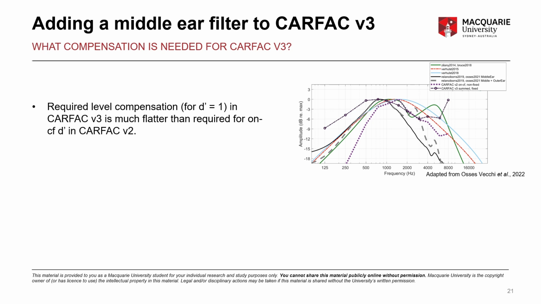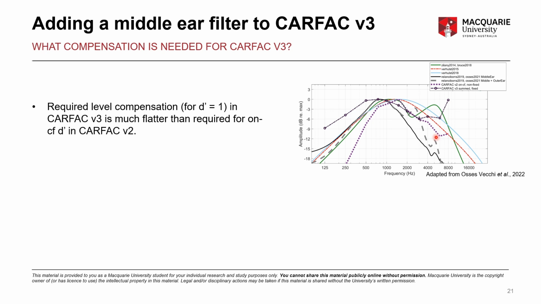Well, the first step is to apply a middle ear filter to CARFAC V3. In the previous case for CARFAC V2, we used the D prime metric, a separability index, which compared the number of spikes in response to test tones to the number of spikes in response to silence. For that to happen, we needed to transpose the NAP output of CARFAC V2 into essentially a high spontaneous rate fiber. This led to compensations at the different audiometric frequencies as shown in the purple line.